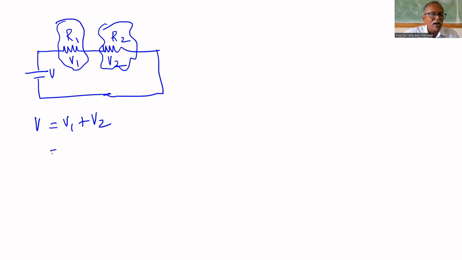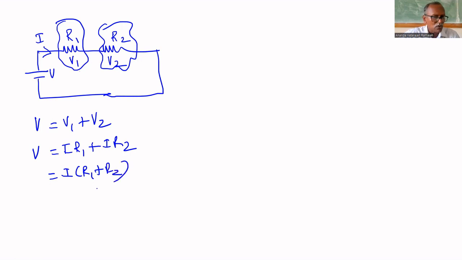By Ohm's law, V1 equal to what? Current is I because it is a series circuit. Therefore, I R1 plus I R2. V is equal to I multiplied by R1 plus R2. Let it be equation 1.